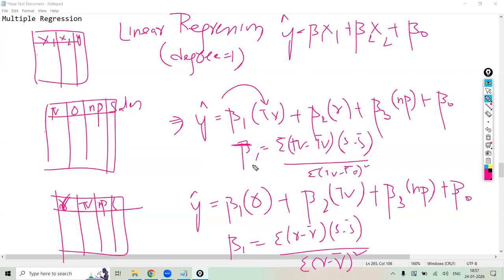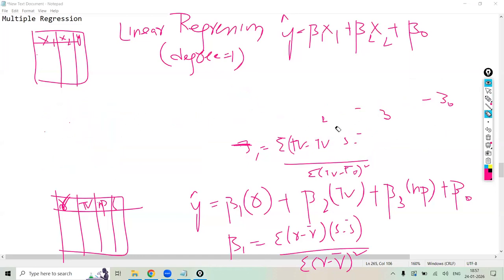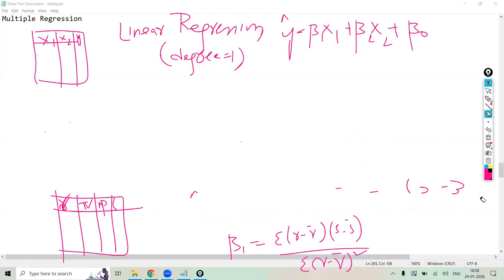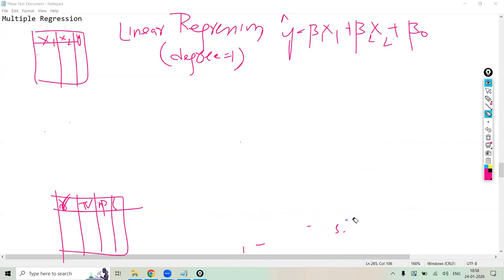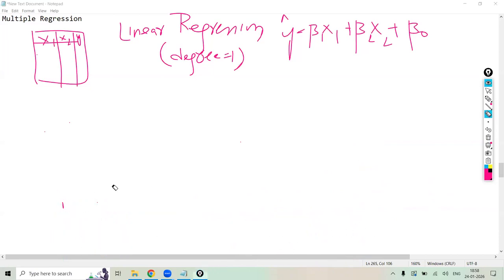So don't memorize the equation. Slope into the column name. Slope into column name. Like that, each column name along with its corresponding slope, plus beta naught, which is the intercept. Simple. Whatever the column names are: the column name may be SRK, slope into SRK. Column name is Pavan, slope into Pavan. Column name is Kumar, slope into Kumar. Plus intercept. Everyone is clear? So don't memorize beta 1 square, 2 square, 3 square like this.